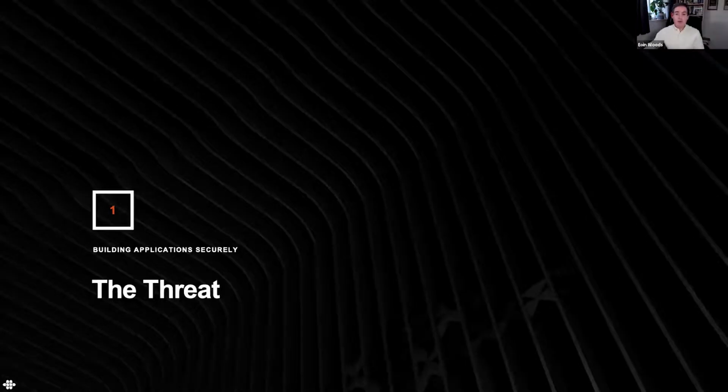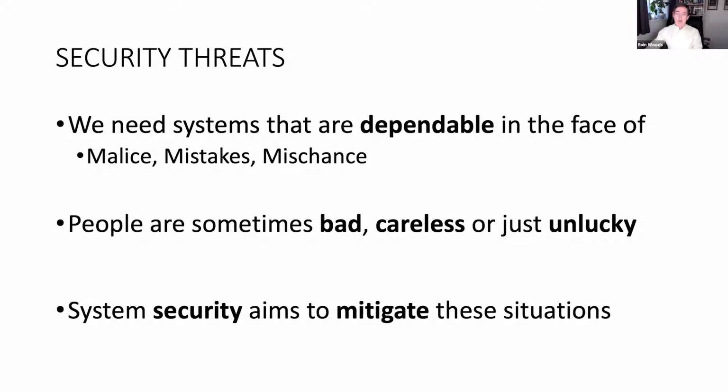So, the threat. What do I mean by the threat? Threat's a word that's used very commonly in software security and security in general. What we mean is that we need systems that are dependable, even when things go wrong. The three great security terms are malice, mistakes, and mischance, or as I prefer to call them, some people are bad, some people are careless, and some people are just unlucky.